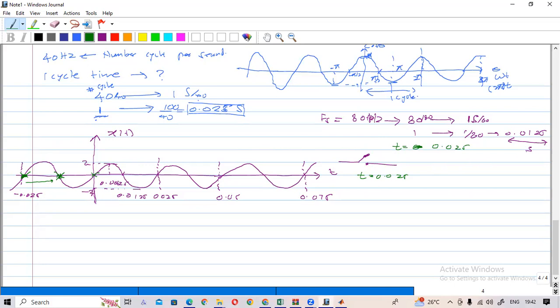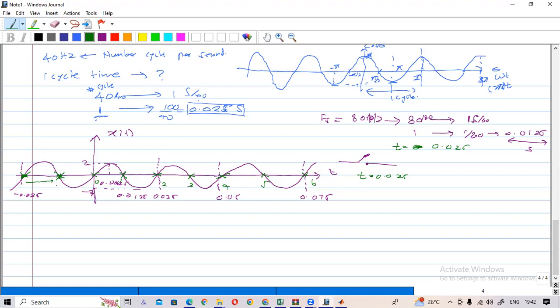Again, after 0.125, you are getting another sample. So you are getting a sample again here. Here, here, so on, you are getting the sample. So these are the samples you get. So this is the 0th sample. This is the first sample. This is the second sample. This is the third sample, and this is the fourth sample. This is the 5th sample. This is the 6th sample.